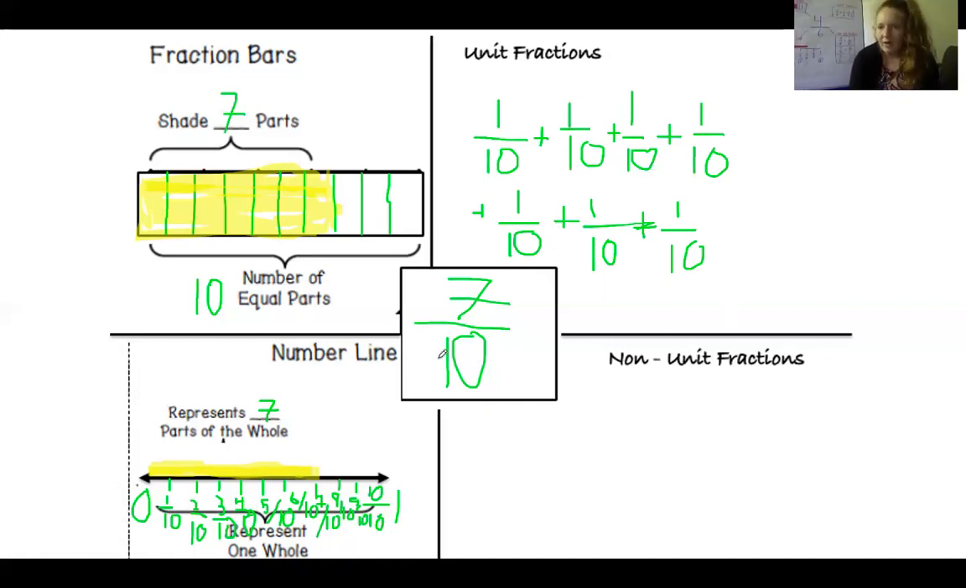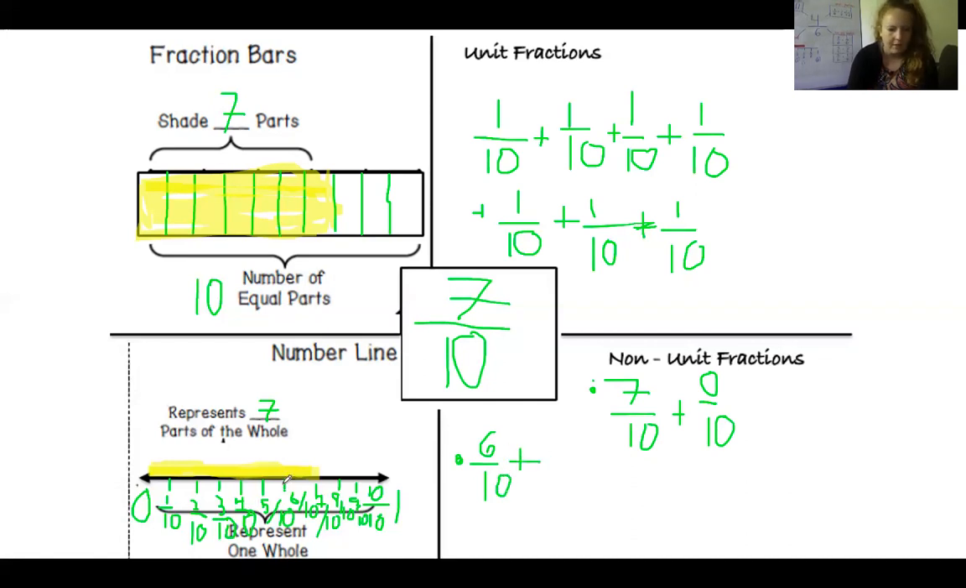All right, now I want to show this with my non-unit fractions. So, like I said, a good idea is to start with what you already have. So let's do 7 tenths. What would I need to add to 7 tenths to get to 7 tenths? Well, 0 tenths. All right, now I'm going to count down. So let's try now with 7, count down. So 6 tenths.